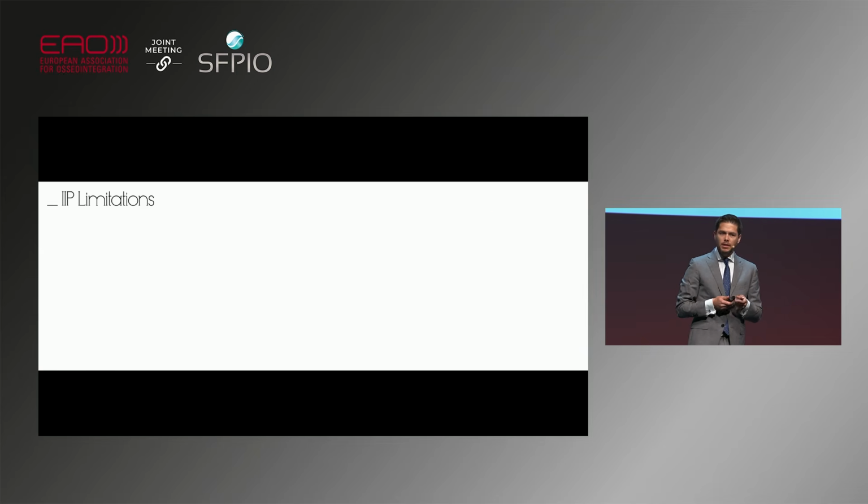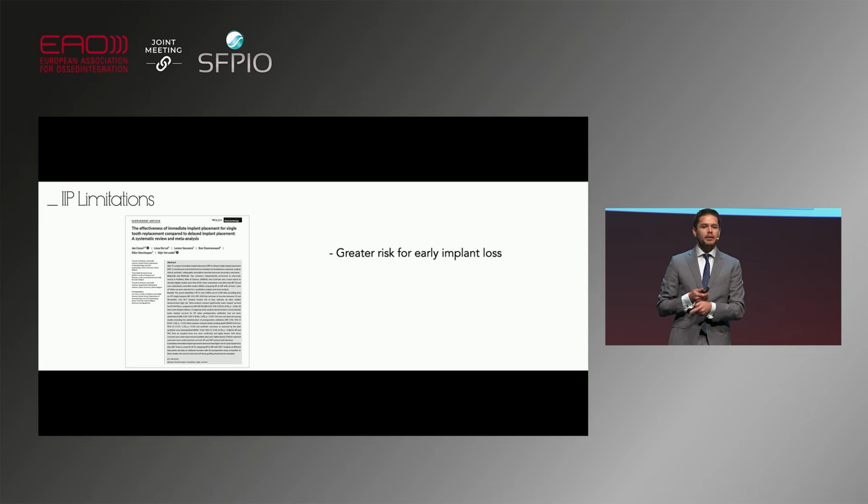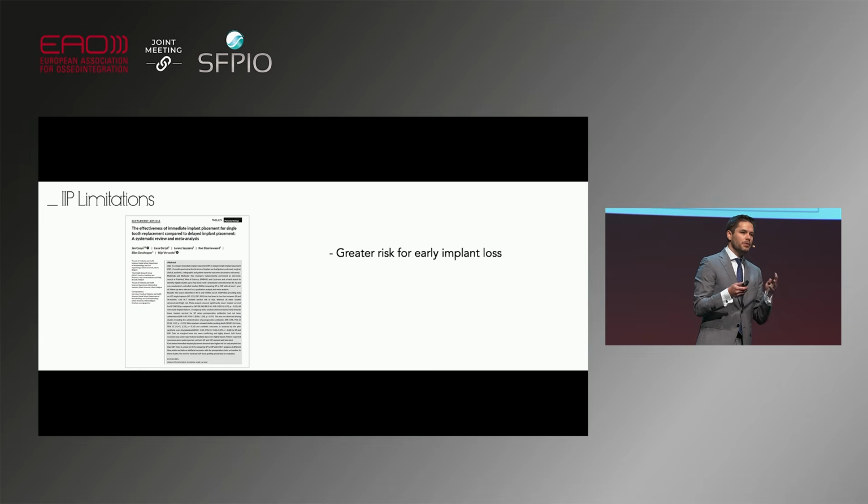So I think Professor Sanz already alluded to this very clearly, but if we look at some of the things that we discussed in the 15th EFP workshop, this is the review from Professor Cosyn, we actually had to state that as fancy as immediate implant is and as good as it is for our patients, it has some limitations. And one of the biggest limitations is that the risk of early implant failure is higher. So when we do immediate implants, we have a little bit of a higher risk. It's anywhere between 2 to 5% higher risk of early implant failure.